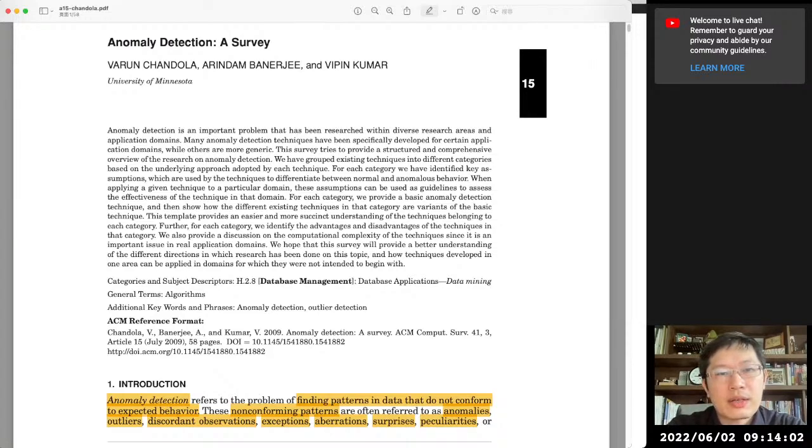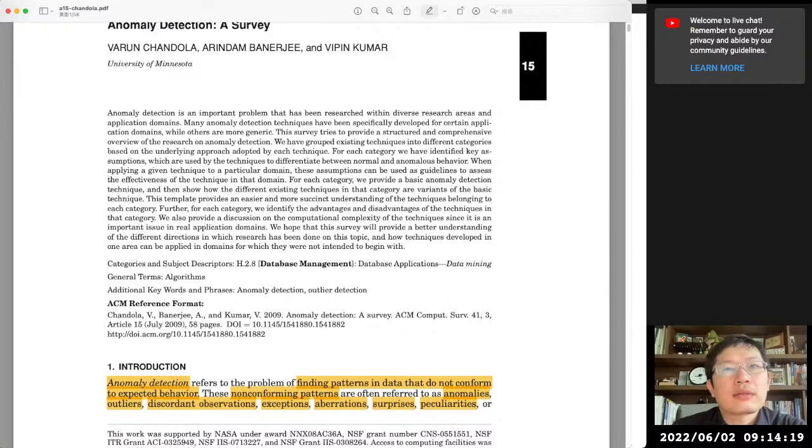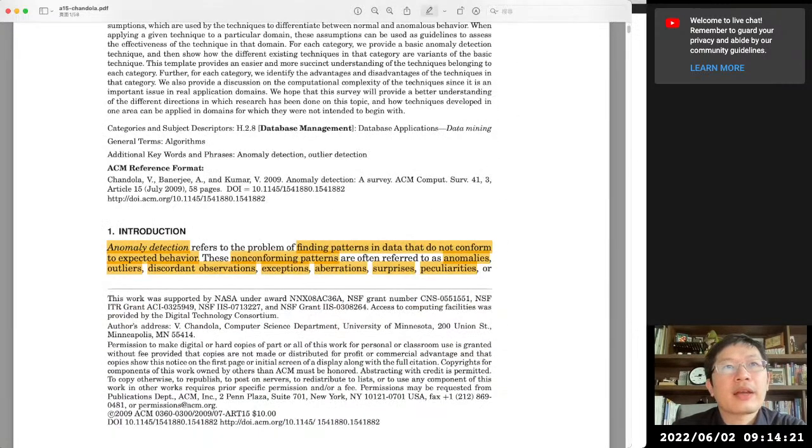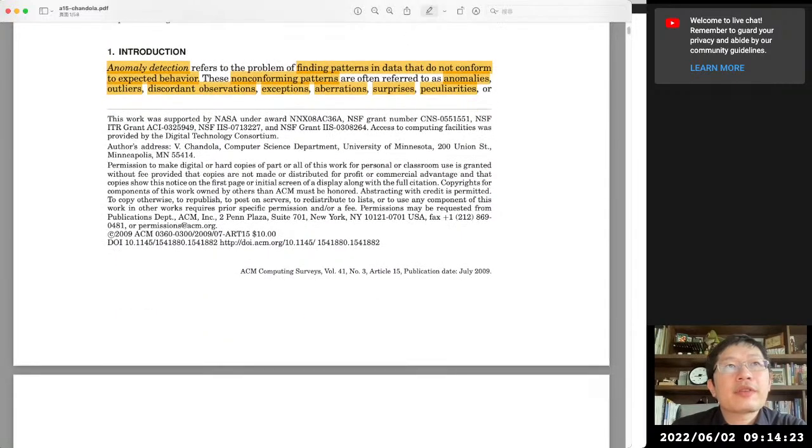So of course, it talks about many things about anomaly detection. Okay, so right here, I would like to go over some highlights I marked. So let's take a look at it. Okay. So the very first thing is anomaly detection, the definition.